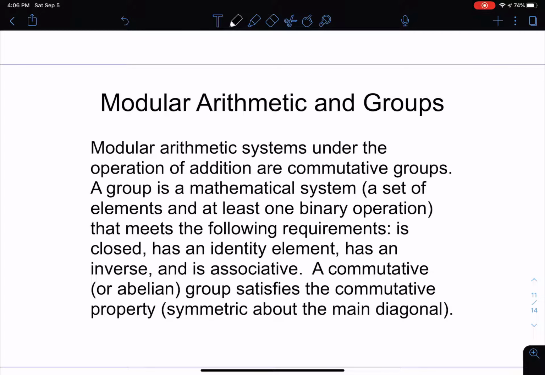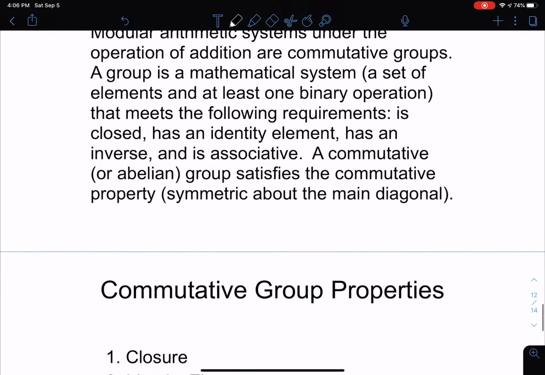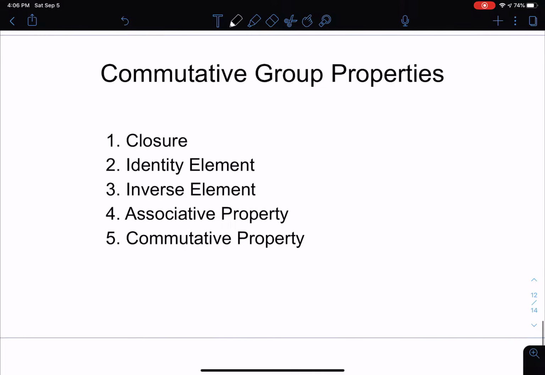All right, so your book deals with a mod 5 addition table on page 544. I think we're just going to do a mod 3 to keep it short for the purpose of the notes. But if you wanted to look more deeply at this, page 544 has a mod 5 version. In this table, we're looking for the following commutative group properties.